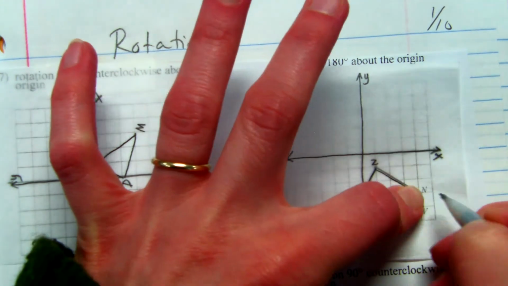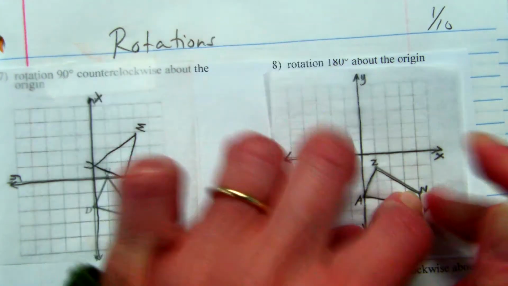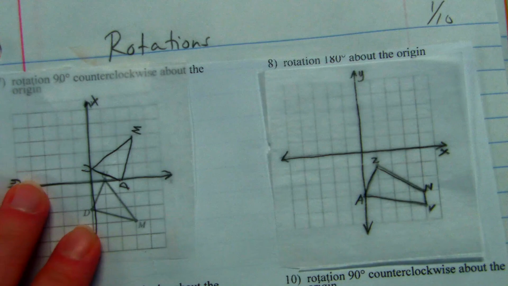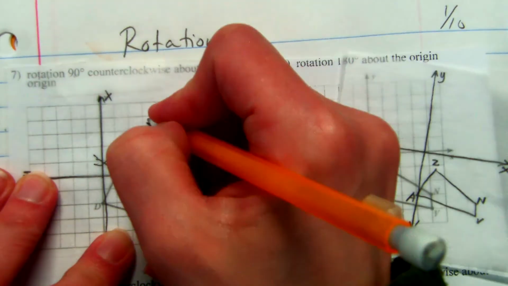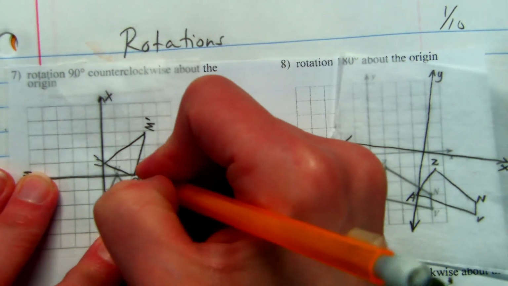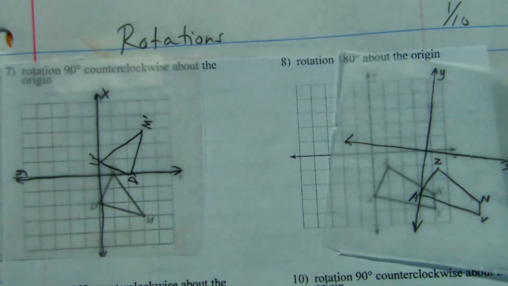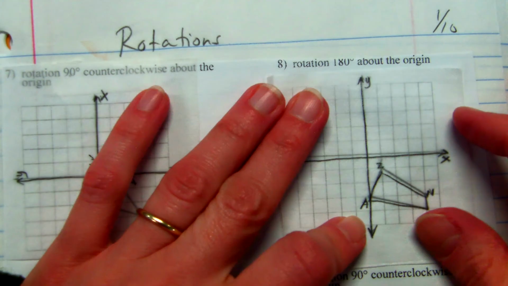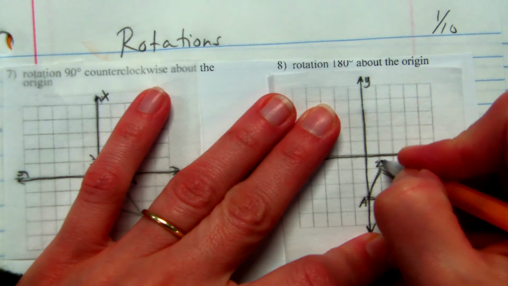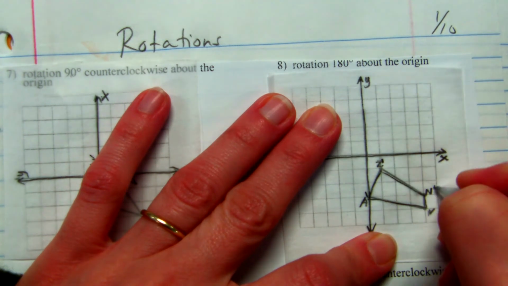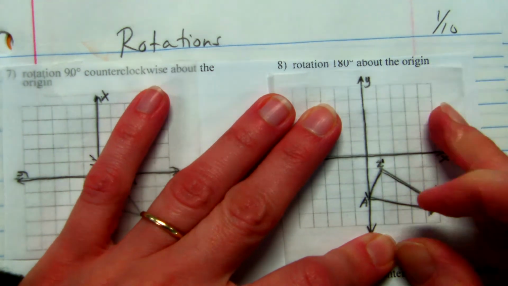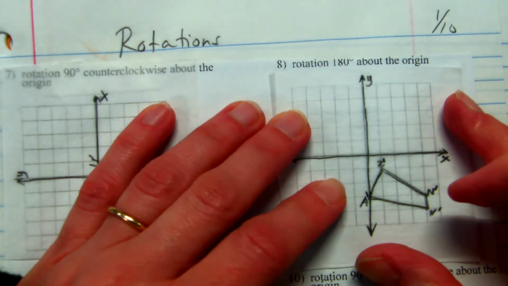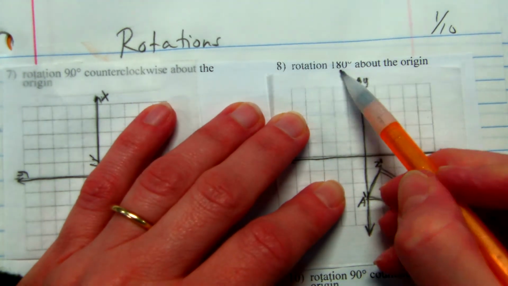Oh, you know what we forgot to do on the last one? We traced the letters. We forgot to put the primes. So let's go back and do that really quick. M prime, D prime, U prime. So we trace these. Let's go ahead and just put the primes on it. So we trace it, and on your patty paper, you can go ahead and put in the primes, the little evil twins. And then we'll see, it says rotation 180 degrees about the origin.